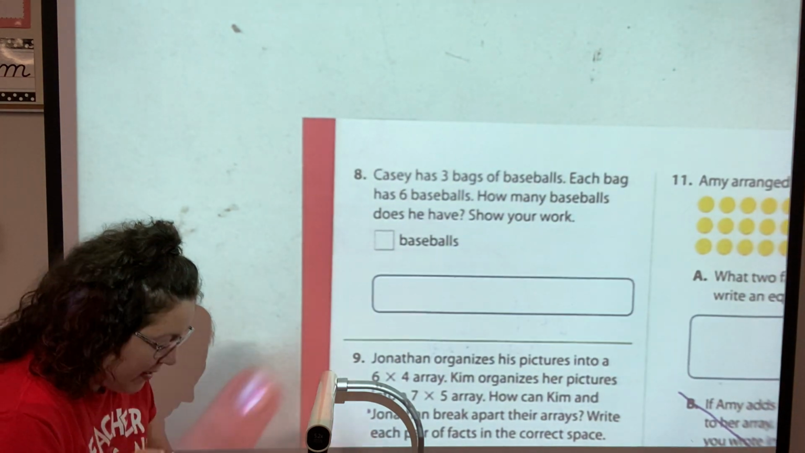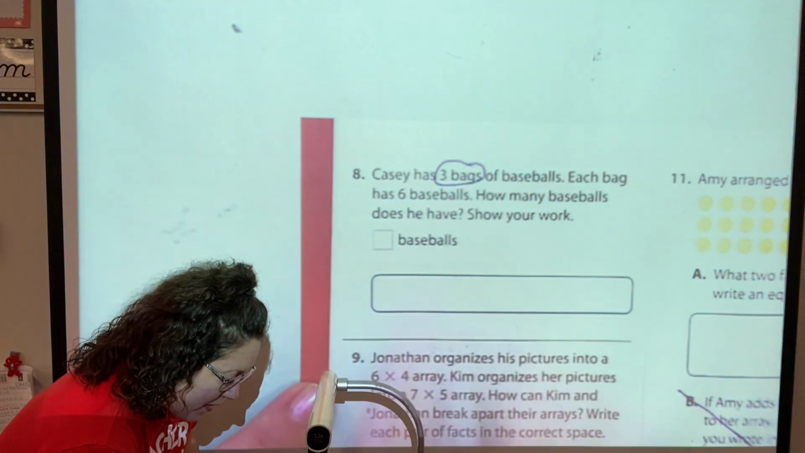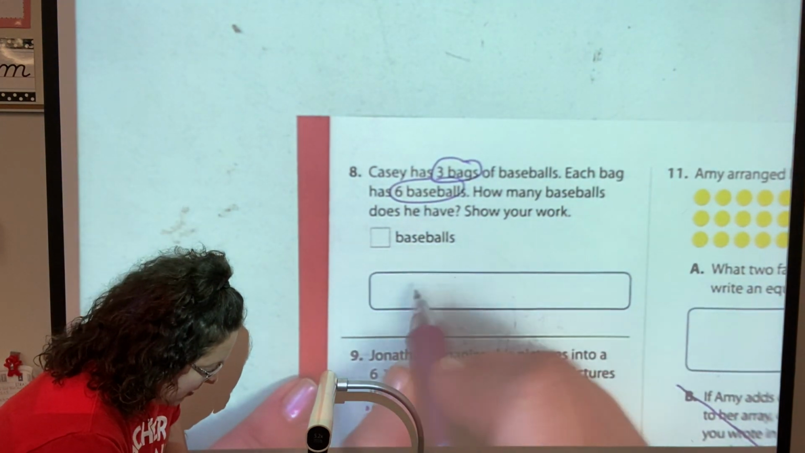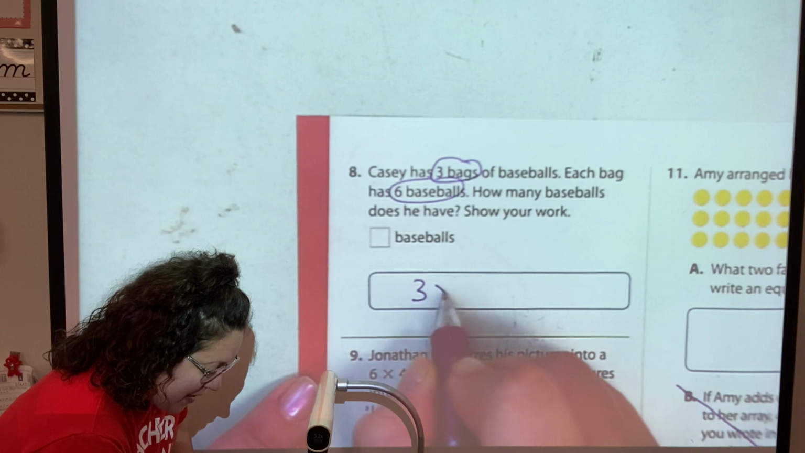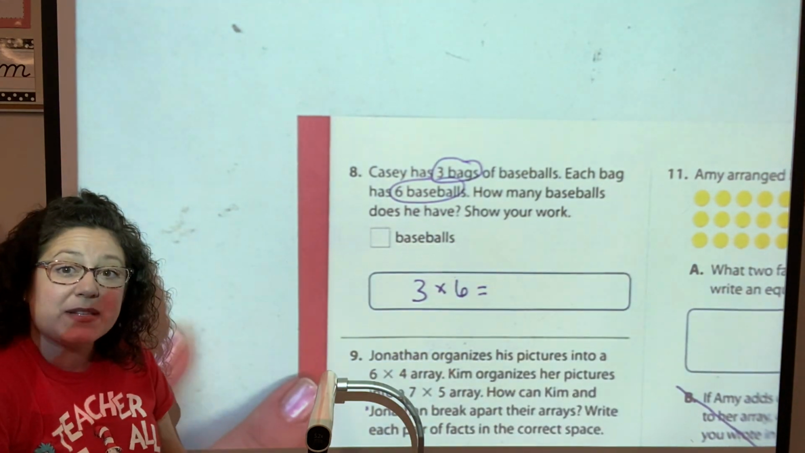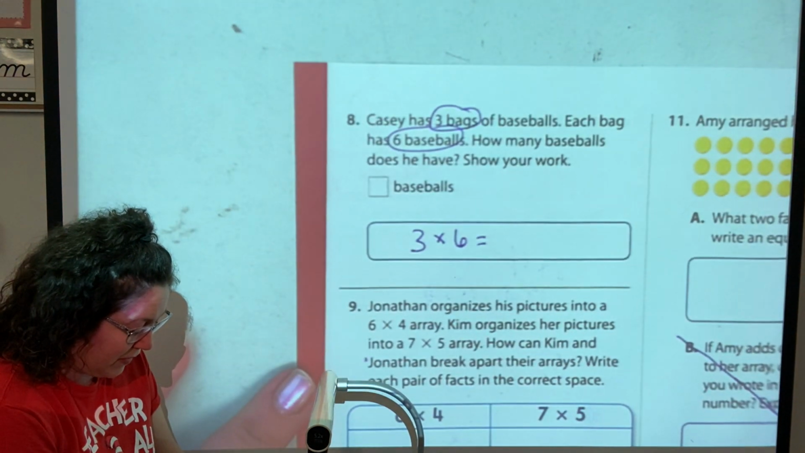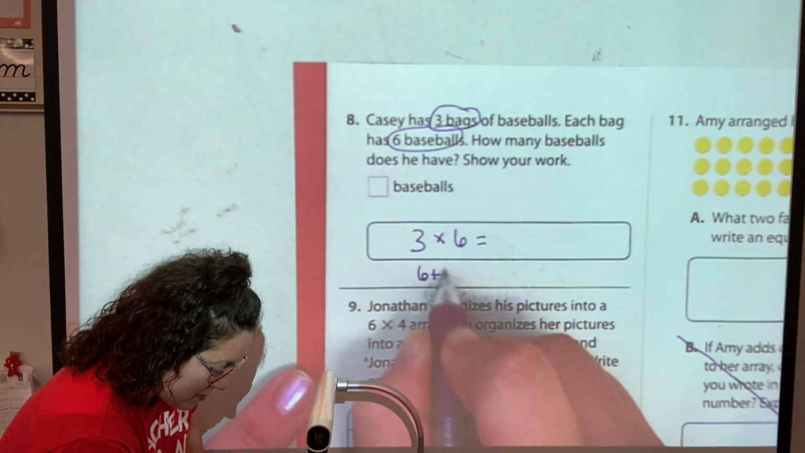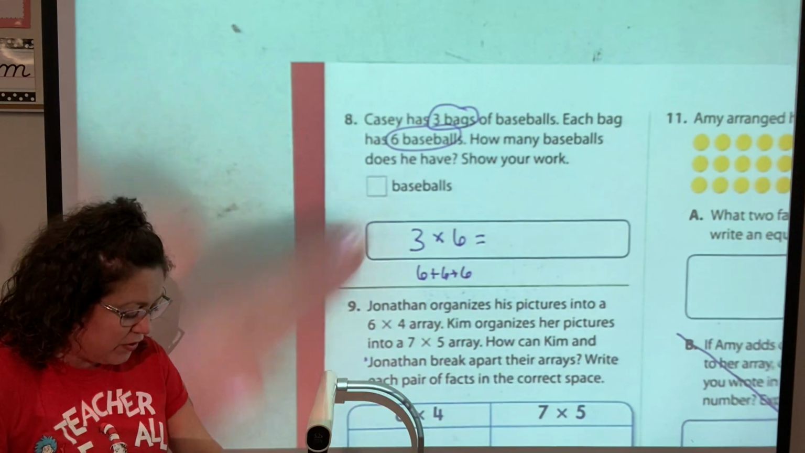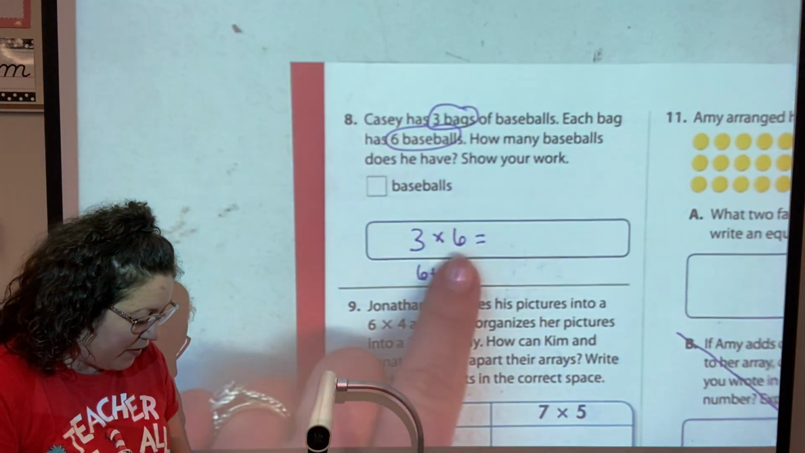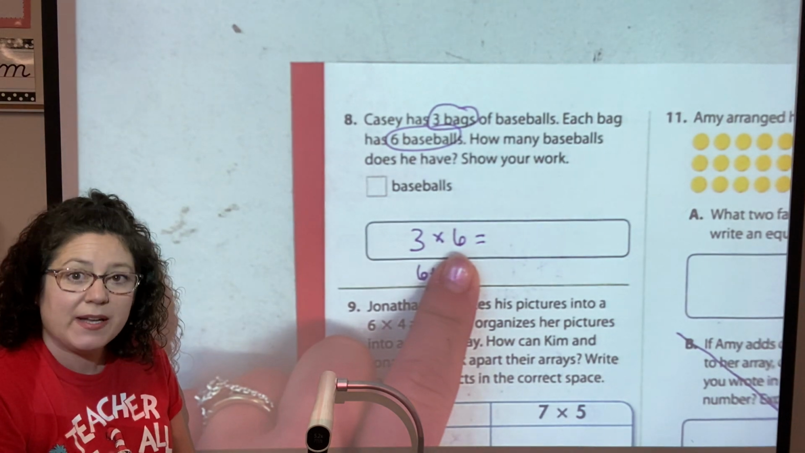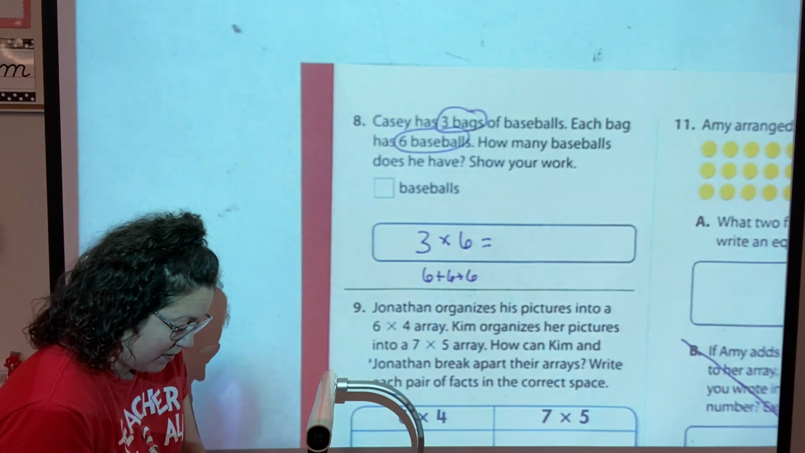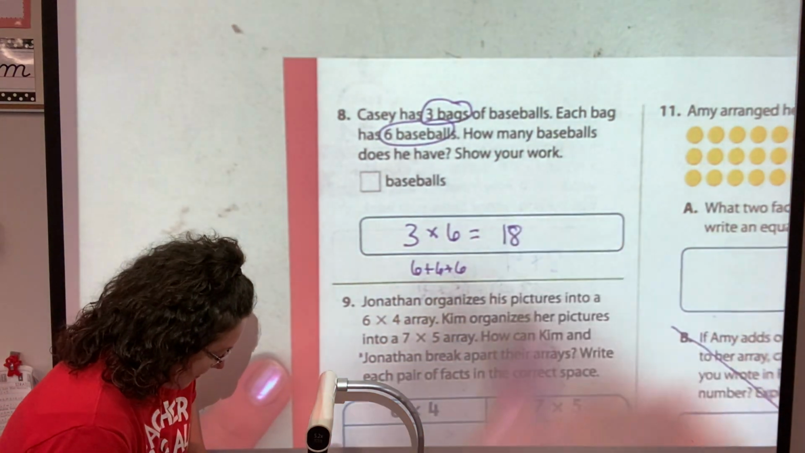Number 8. Casey has 3 bags of baseballs, and each bag has 6 baseballs. So we're going to multiply 3 bags of baseballs, and there's 6 in each, so we have 3 times 6. So you can do it either way. 3 groups of 6, right? Or you can do your times 3's trick. Double the other number, 12, and then add it again for that third time. 12 plus 6 is 18.